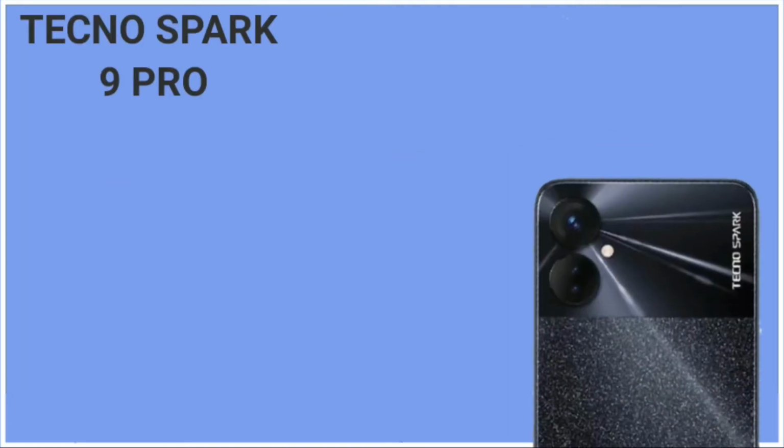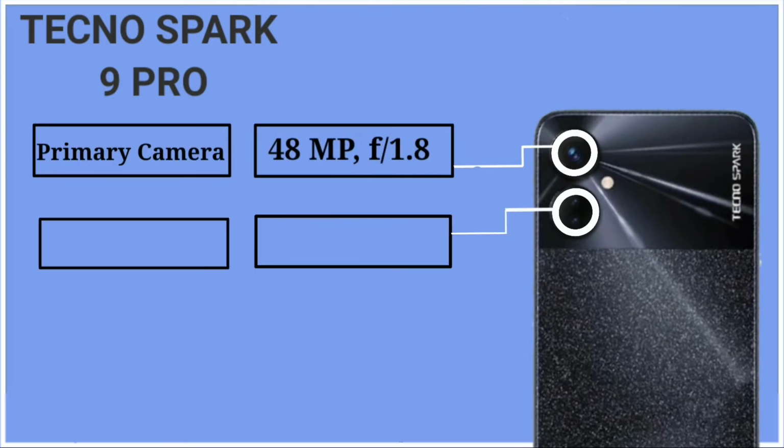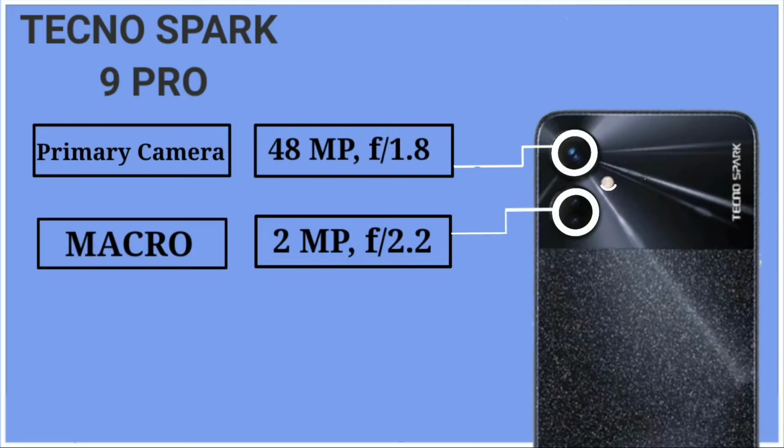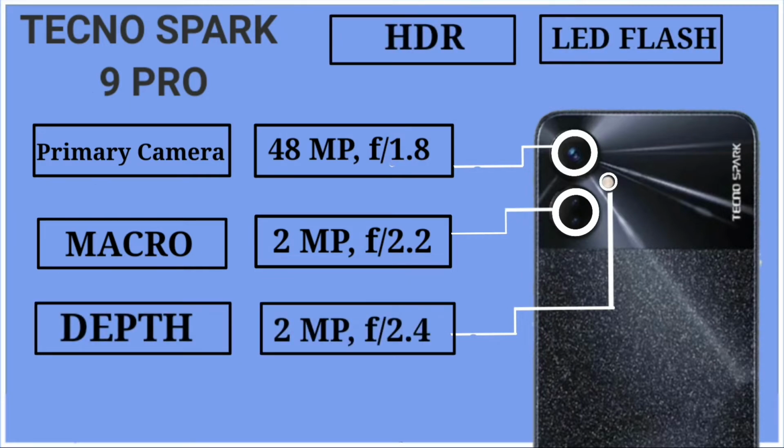Let's talk about camera in detail. Start with Tecno Spark 9 Pro. It has a triple camera setup and its primary camera has 48 megapixel, aperture 1.8, macro camera of 2 megapixel, aperture 2.2, and depth camera of 2 megapixel, aperture 2.4, with HDR LED flash.